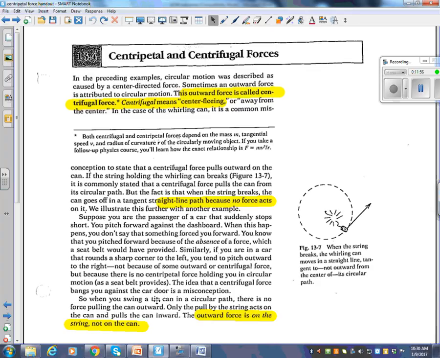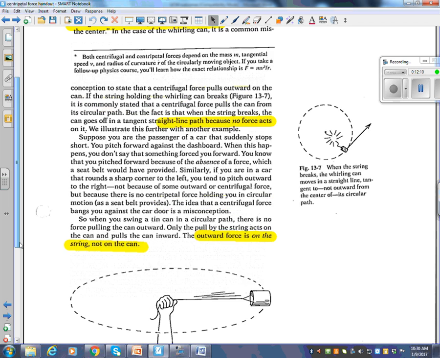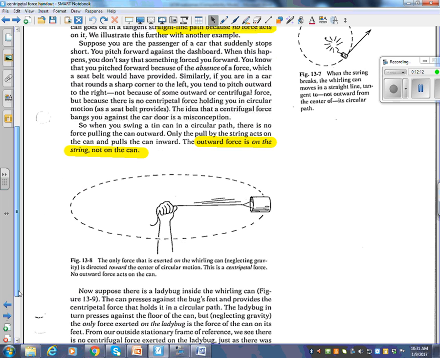So when you swing a tin can on a circular path, there is no force pulling the can outward. Only the pull by the string acts on the can. The outward force is on the string, not the can.